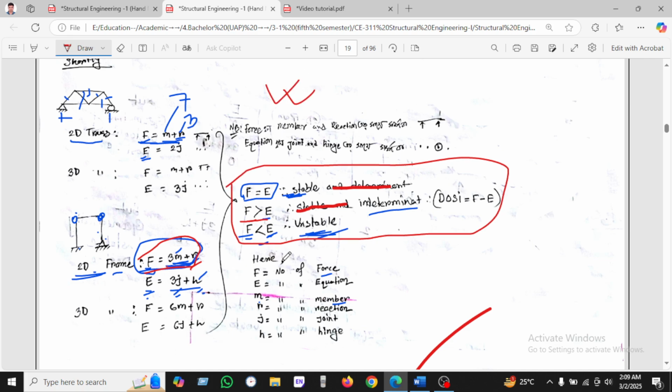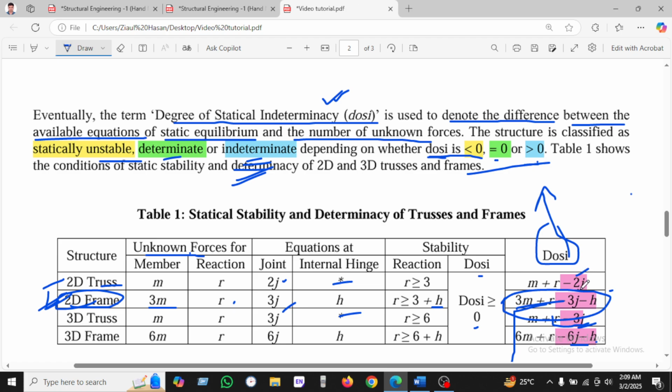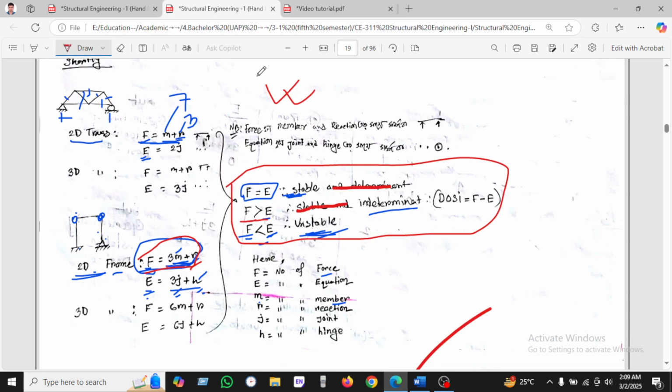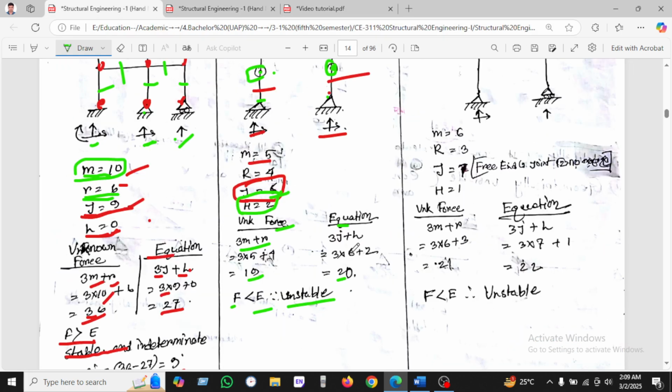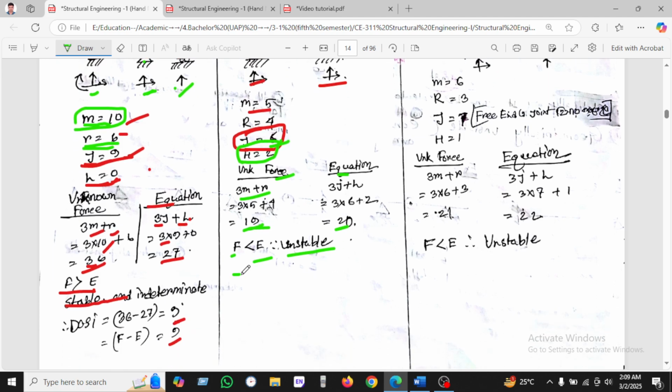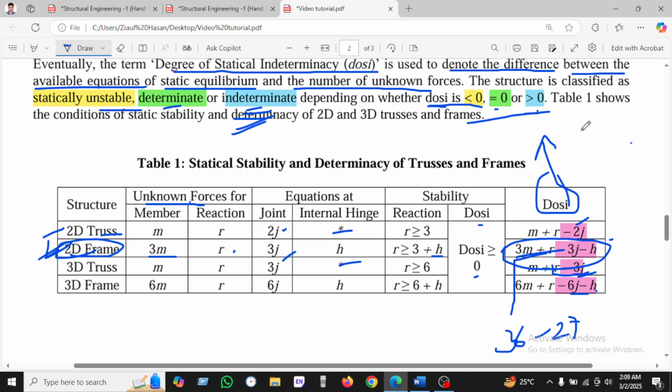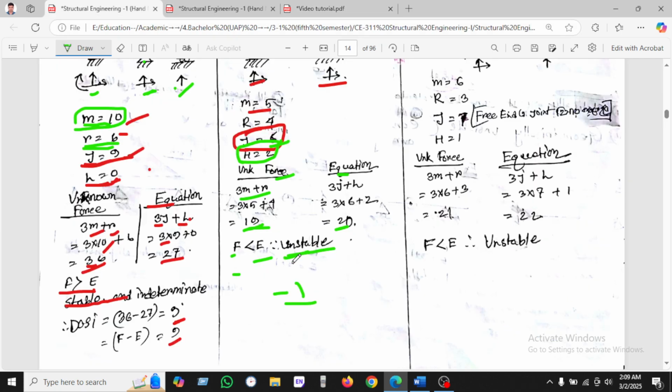So we have to memorize this. There is no other alternative way. Or we can use this: if we calculate here, we find 19 minus 20. So 19 minus 20 will be minus 1. So minus 1 is less than 0. That's why it will be unstable. Okay, this will be unstable.